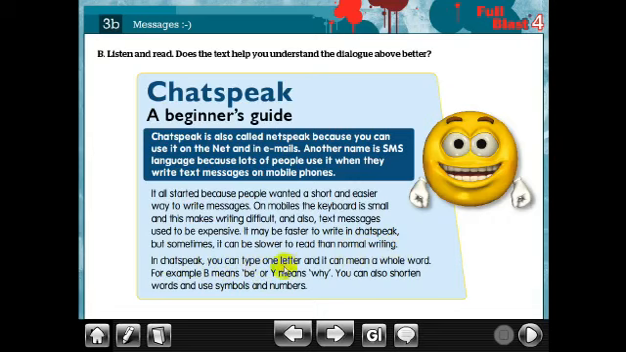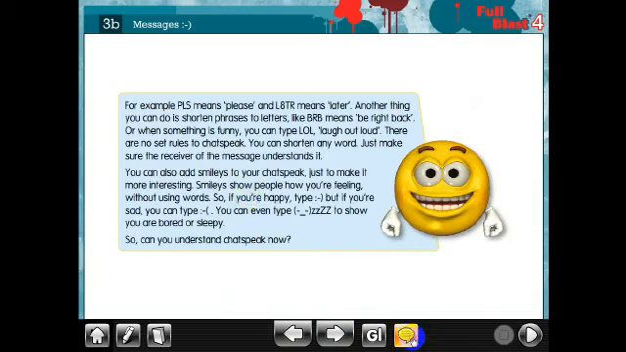In chat speak, you can type one letter and it can mean a whole word. For example, B means B, or Y means Y. You can also shorten words and use symbols and numbers. You can use symbols or numbers instead of words. Next, for example, PLS means please, and LATR means later. Another thing you can do is shorten phrases to letters, like BRB means be right back. Or when something is funny, you can type LOL, which means laugh out loud.